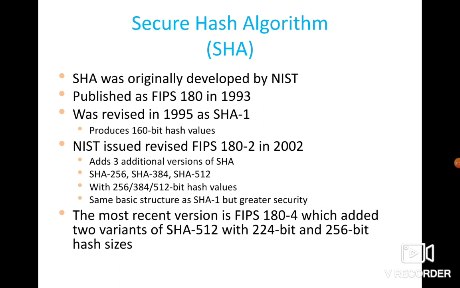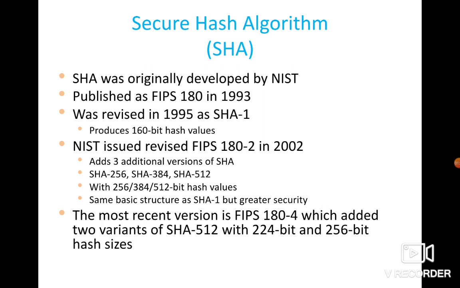Why they are named SHA 256, SHA 384 and SHA 512 is because they produce a 256-bit hash value, a 384-bit hash value, and a 512-bit hash value. That's why they are named so, and they are collectively known as SHA 2. They follow the basic structure of SHA 1, but with greater security. It offers greater security.